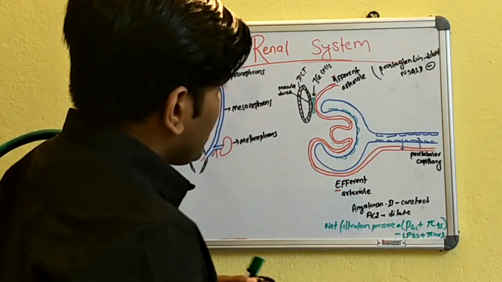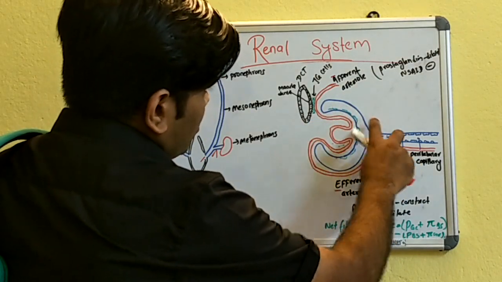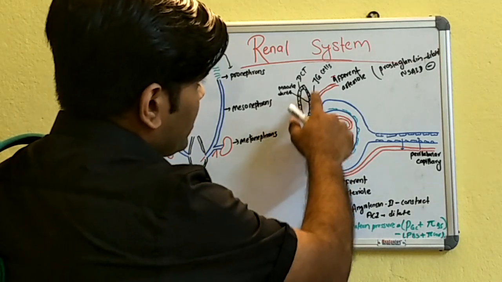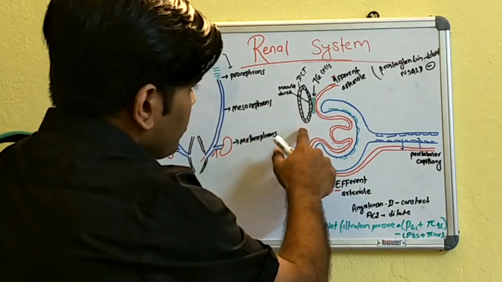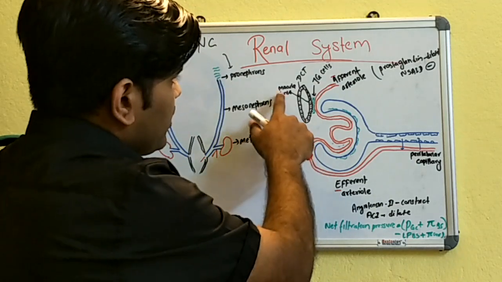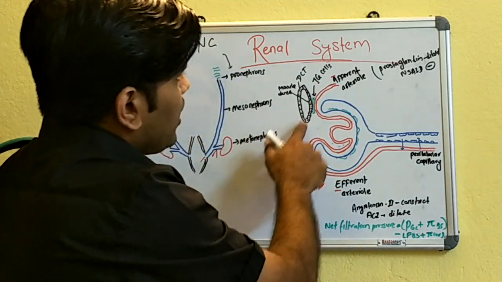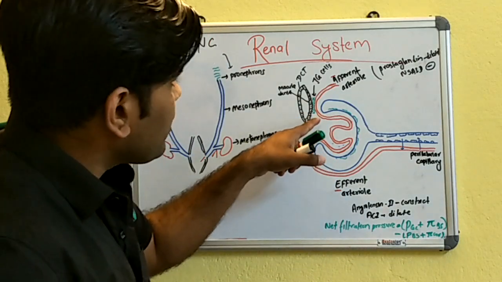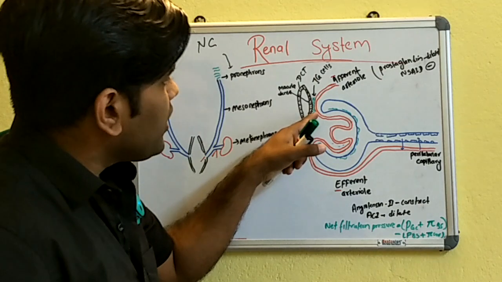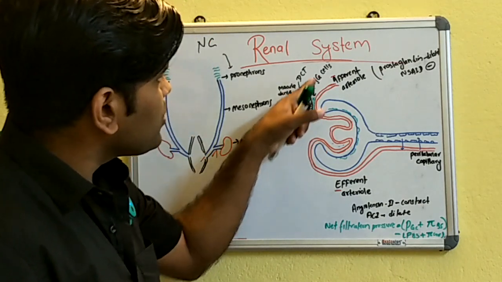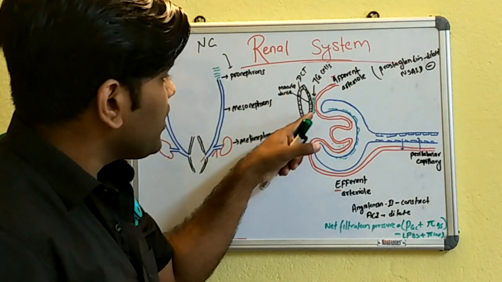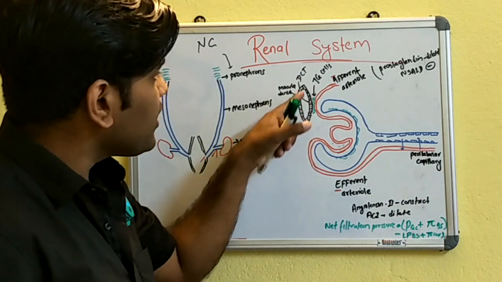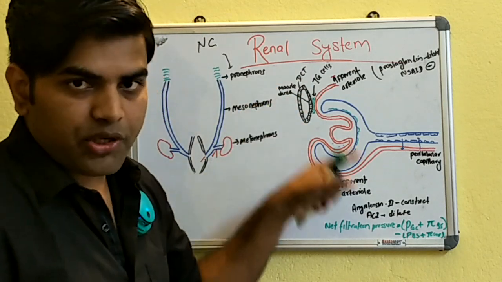What is important here is that Bowman's capsule has an afferent arteriole and an efferent arteriole. At the afferent arteriole there is the JG cell, and the distal convoluted tubule also comes there. In the distal convoluted tubule there is the macula densa, and there is the JG cell in the afferent arteriole. This is important, and there will be a lot of questions regarding this portion. In the medial layer of the afferent arteriole there will be the JG cell, and the macula densa is actually a place in the distal convoluted tubule.